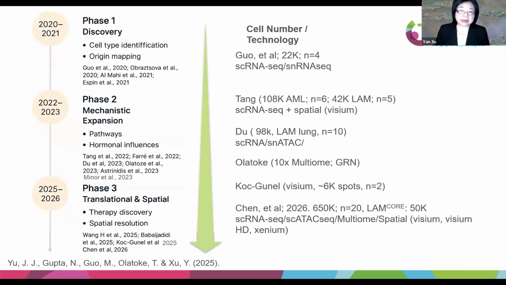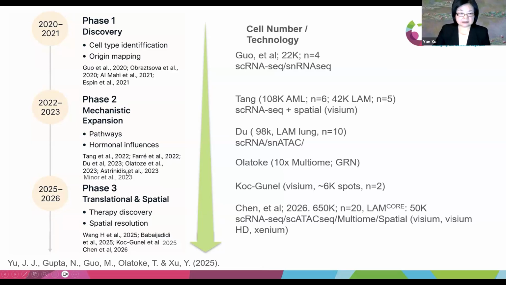So in these slides, I summarized the LAM-related single-cell publications into 3 phases. Phase 1 is more in the discovery, looking into the LAM cell type identification and its origin. Phase 2 is more getting into the mechanistic study. And phase 3 has a trend toward the translational and the emerging spatial technology.